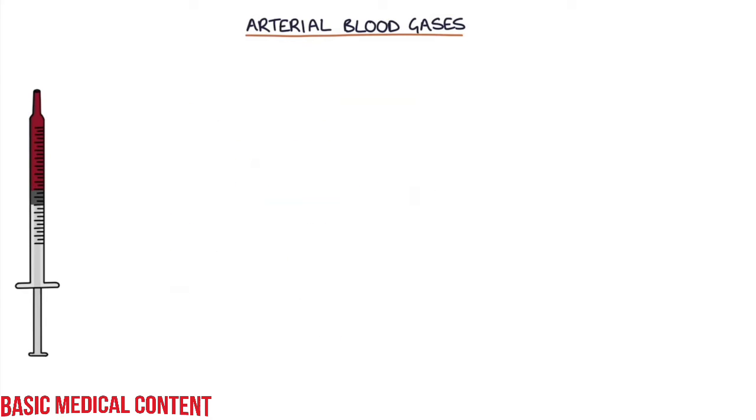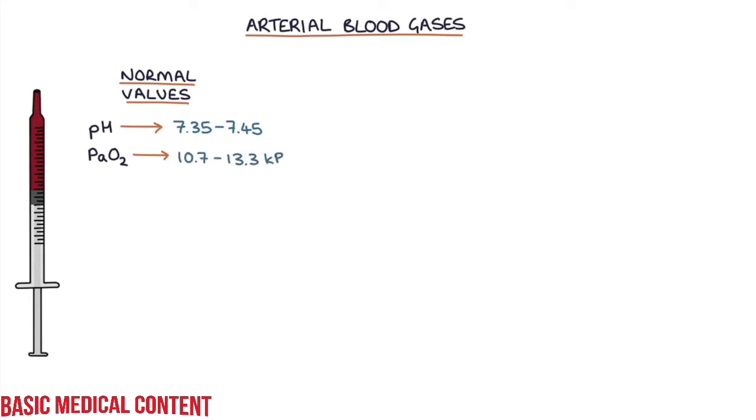Let's go through some basic normal values. The normal values for pH, or the acidity of the blood, are 7.35 to 7.45. The normal values for the PaO2, or the partial pressure of oxygen, which is the oxygen that's dissolved in the blood, are 10.7 to 13.3 kPa.